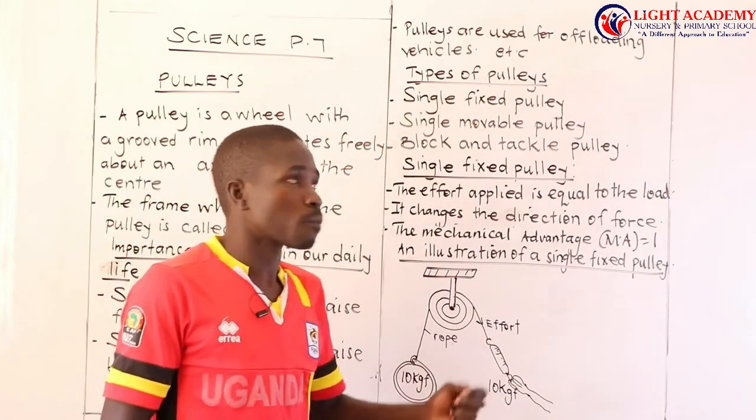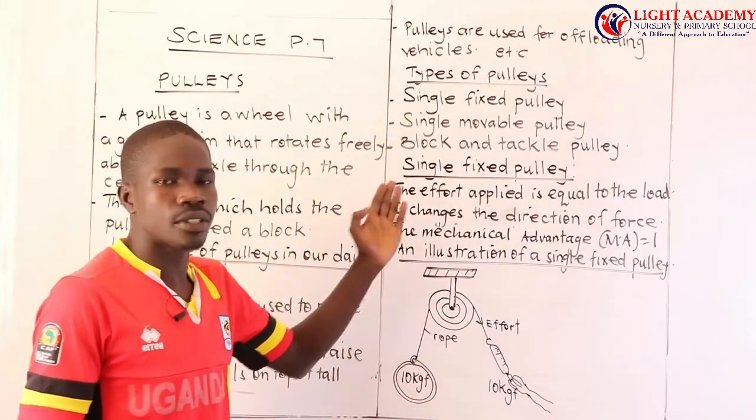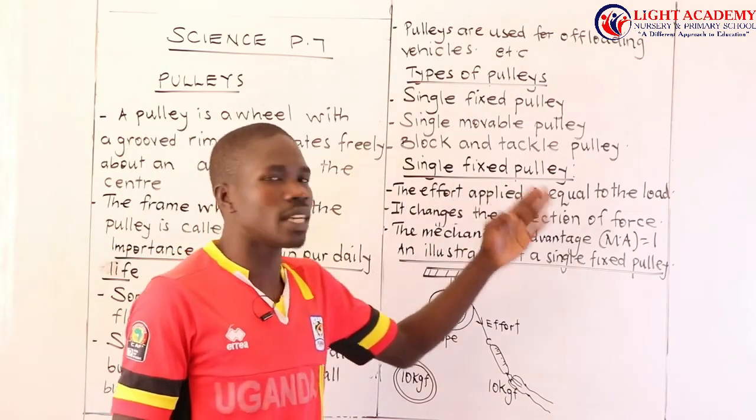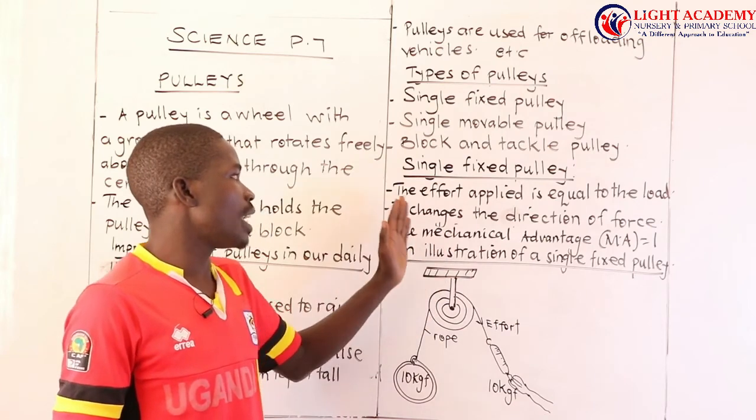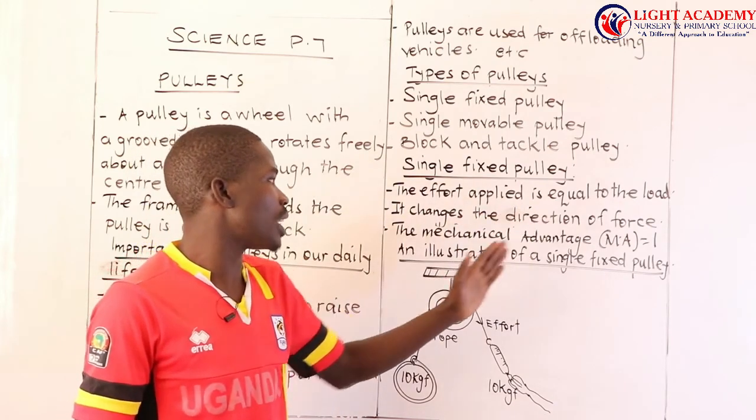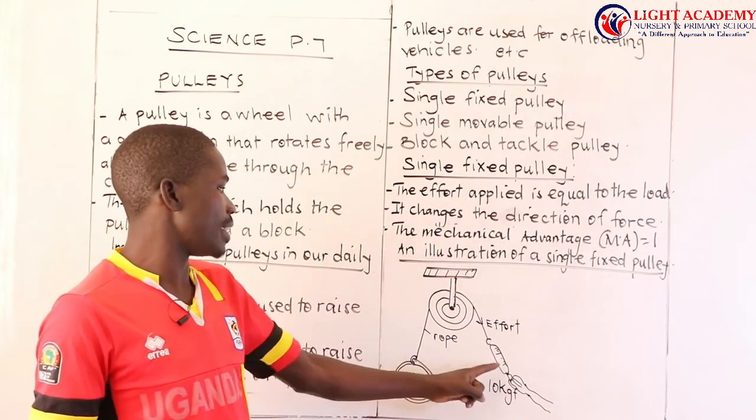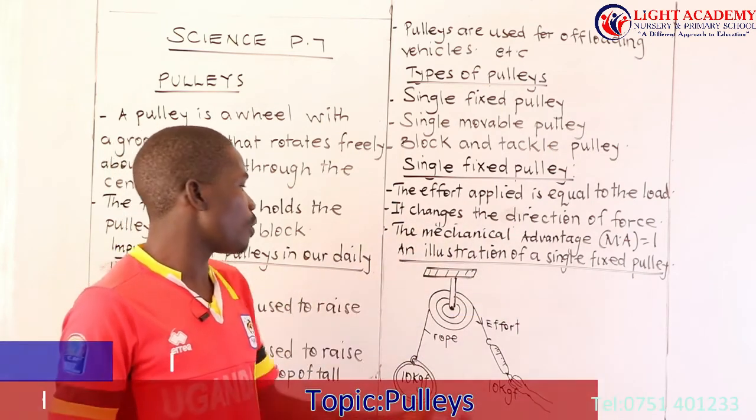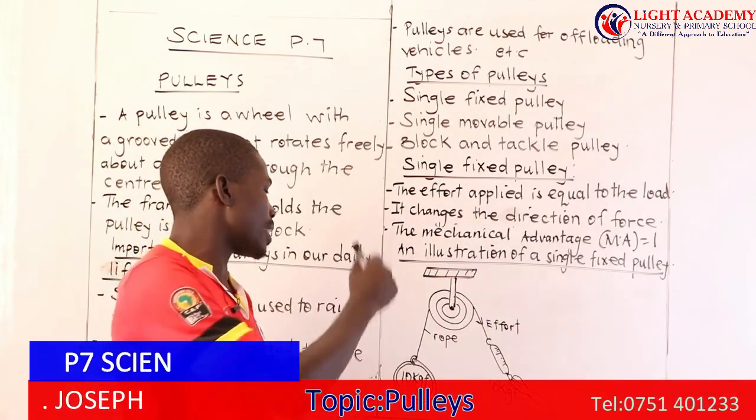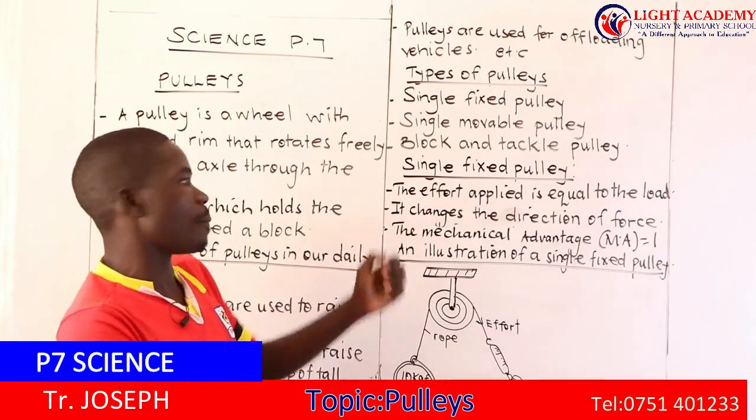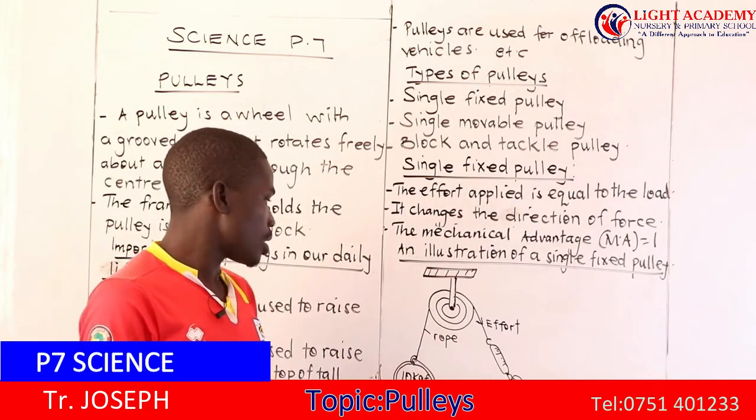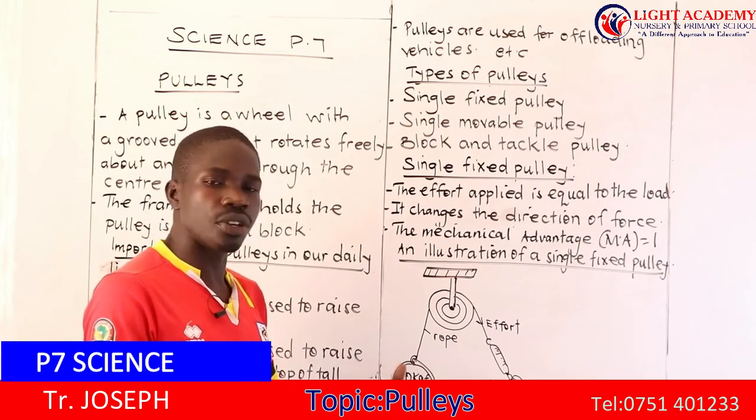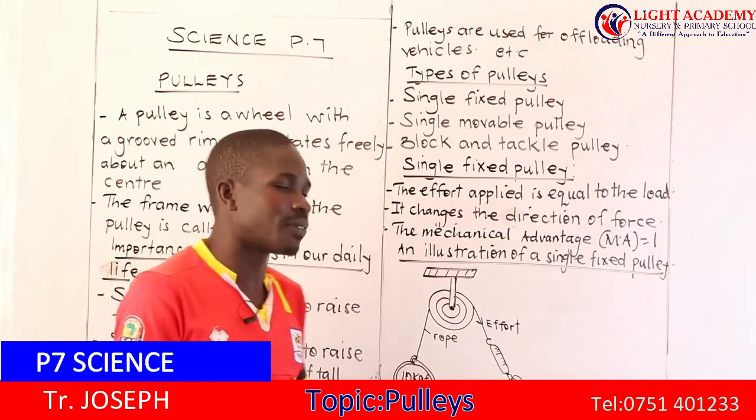Types of pulleys: we have the single fixed pulley, single movable pulley, and block and tackle pulley. In the single fixed pulley, the effort applied is equal to the load, like here 10 and 10. It changes the direction of force. You see the force is moving down, but as you pull, the load goes upwards. The mechanical advantage is always 1. Load divided by effort gives 1.